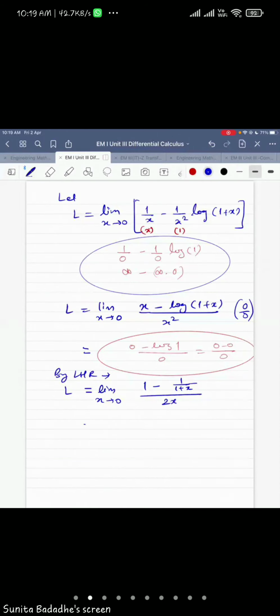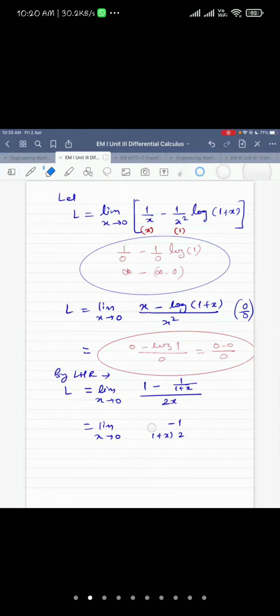Good. So this gives you limit x tending to 0, cross multiply. So 1 plus x minus 1 upon 1 plus x into 2x. Now see, you can do it like this, or this is making your calculation actually lengthy, isn't it? So the smart way is, don't do this. Observe the form here. Again it is 0 by 0 form, right? And then you apply LHR.